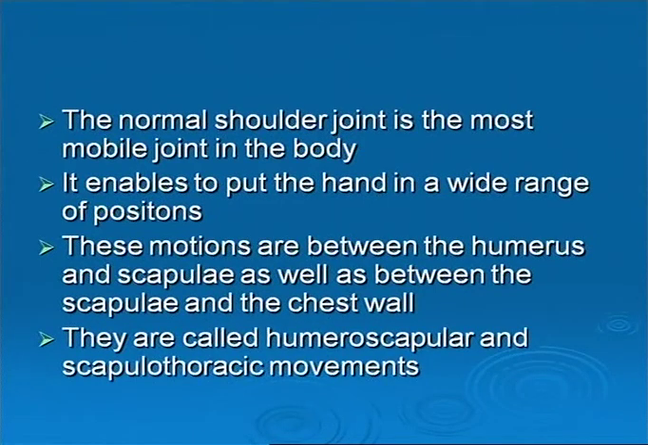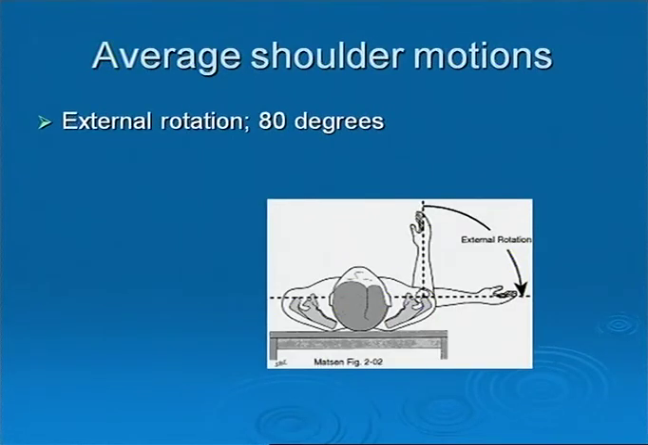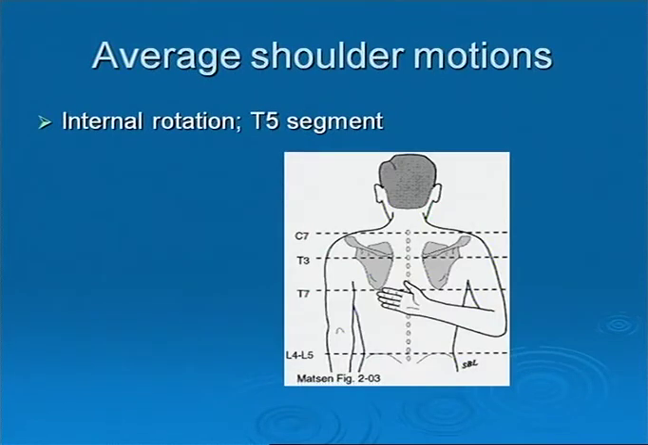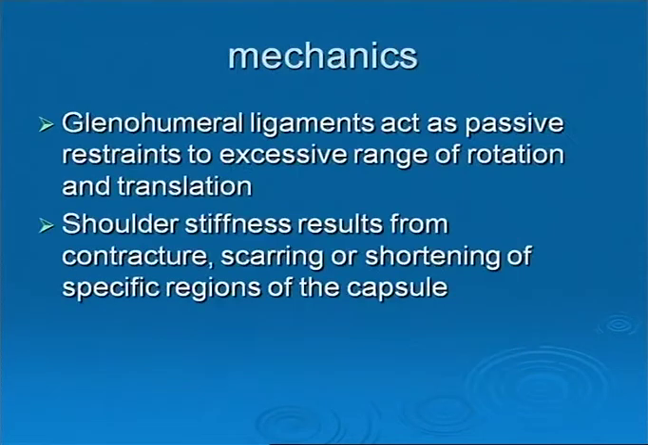One is between the humerus and the glenoid, and the other is between the scapula and chest wall. The average range of motion is about 170 degrees flexion, 80 degrees external rotation, internal rotation to the T5 segment, and cross-body or horizontal adduction of about 14 centimeters between the humeral condyles and the anterior part of the acromion.